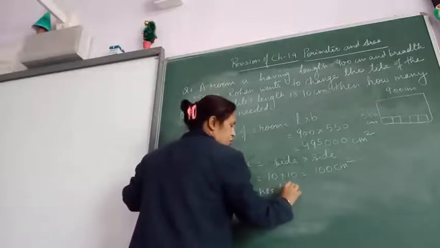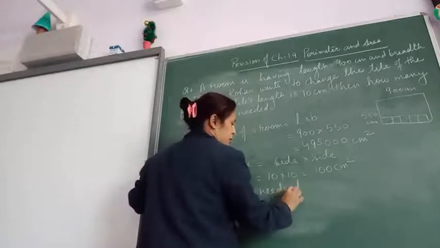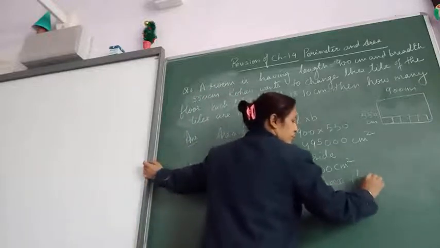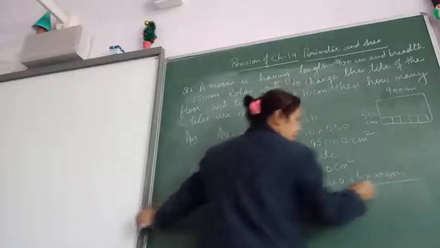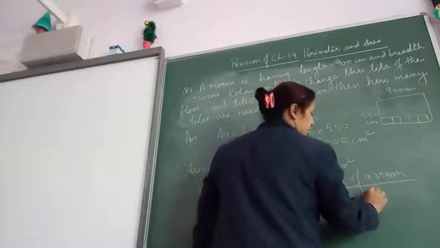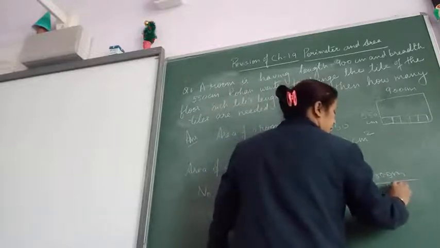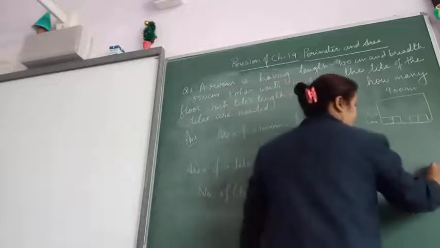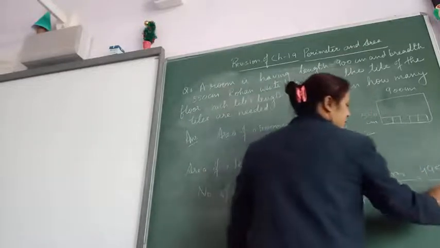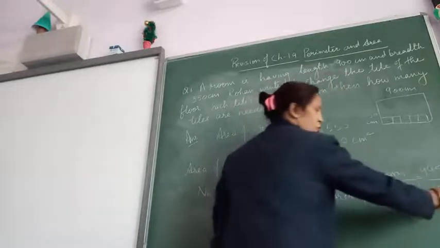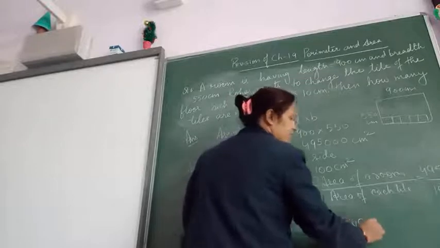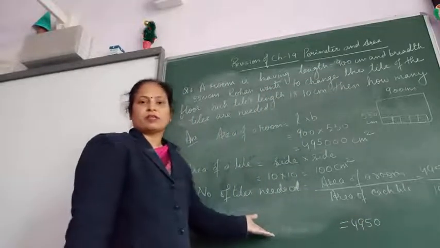So what will you do? Number of tiles needed is area of the room divided by area of each tile. Now that is given to you, 4,95,000. And here area of tile is 100. Now 2 zeros you cut down here, so what number of tiles did you get? 4,950. And if cost is given, you can easily find out the cost also.